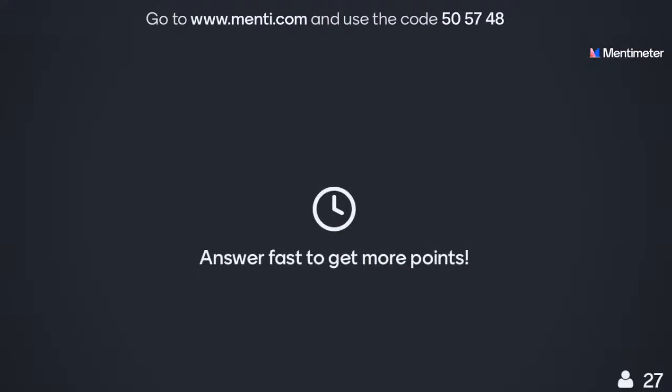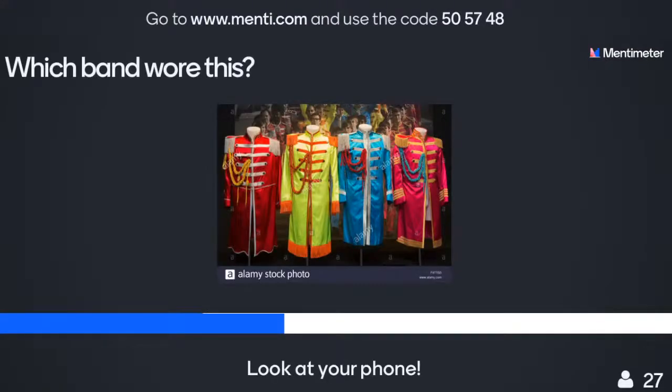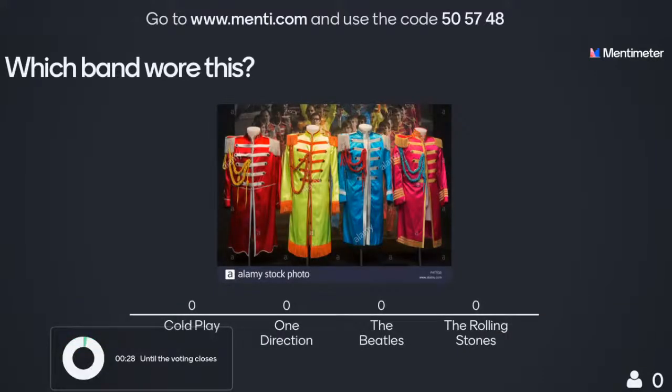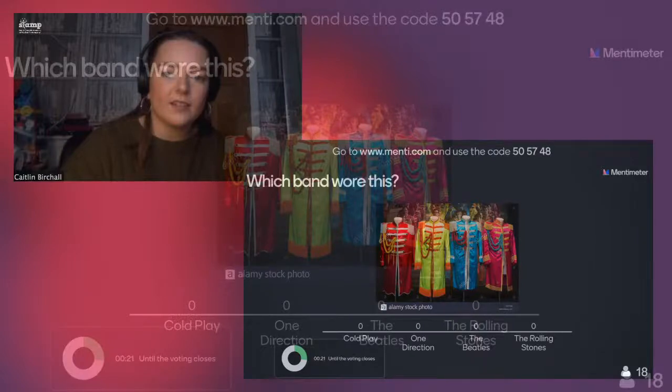Fastest Finger First. Which band wore this? So not musical, which band wore this? Is it Coldplay, One Direction, The Beatles, or The Rolling Stones? It's very colourful, isn't it? I know this one. Do you know this one, Dee?